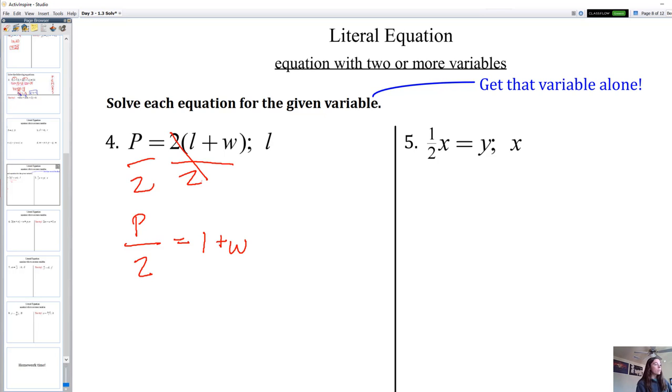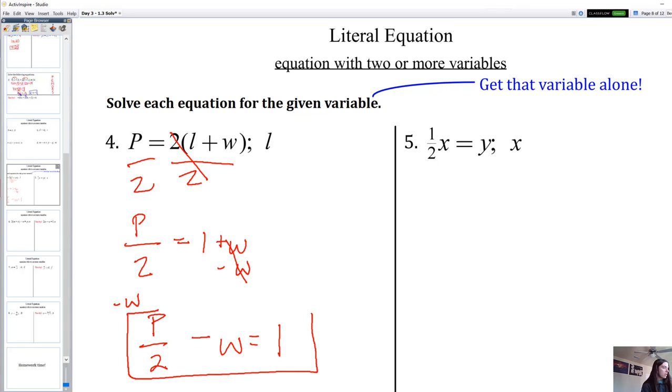So now that we've divided by 2, we can get rid of those parentheses. They're not necessary anymore. Now we're still trying to get L by itself, so we got to get rid of that W. We're currently adding W to L, so to undo that, the opposite of addition is subtraction. So we're going to subtract W from both sides, that way we don't have that W anymore. So now on the left, we have P over 2 minus W, that is equal to L. Now that we have L by itself, there's nothing else we need to do, so we have solved for the variable that we are looking for.